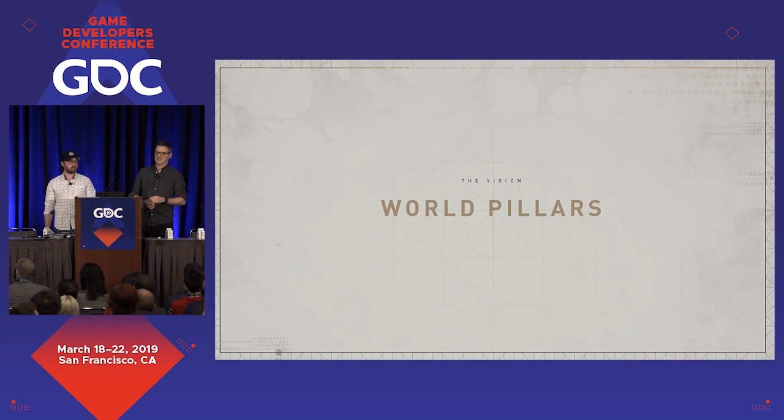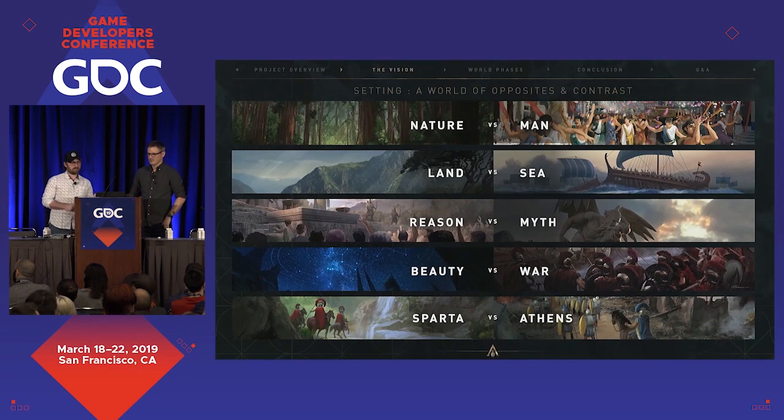So once we'd established the visual pillars as a group, it was time to start looking at the world pillars. What did we want the player to experience as they traveled around the world? What did we want them to feel as they explored? So we tapped into the nature of the contrast. Contrast was a pillar from the very top of the game, running right the way through the art direction, and we tapped into that with the world as well. So as they're traveling around the world, they get to feel this change as they move around. So we tapped into the contrast of nature versus man, land versus sea, reason versus myth, beauty versus war, and of course, Sparta versus Athens.